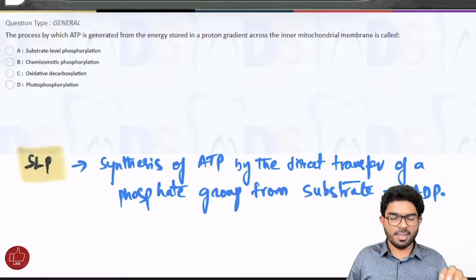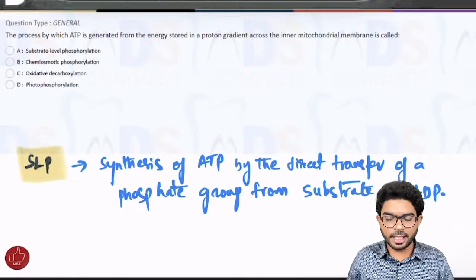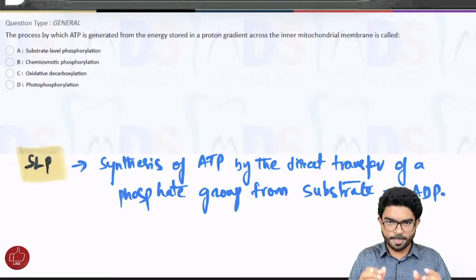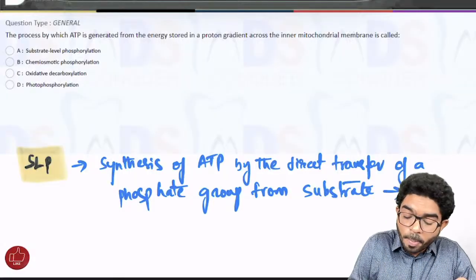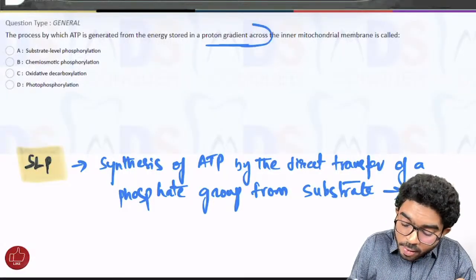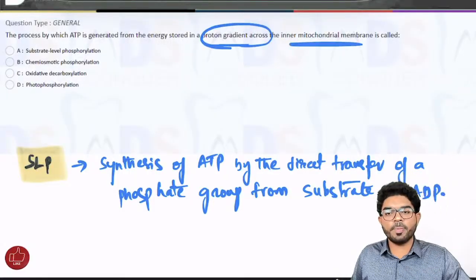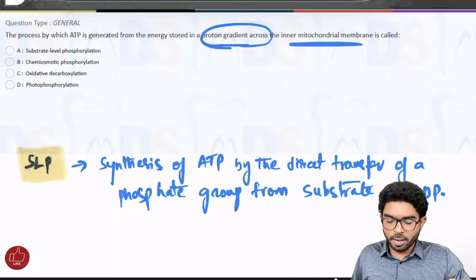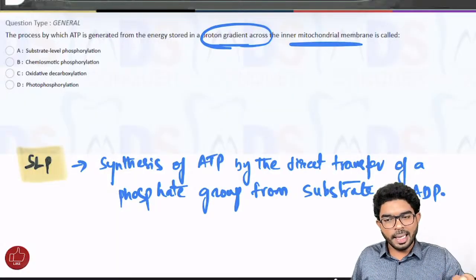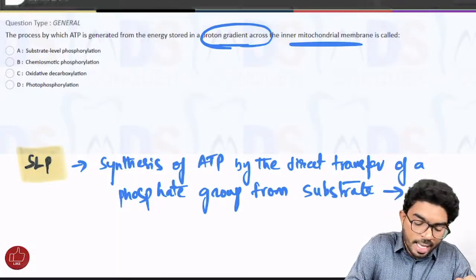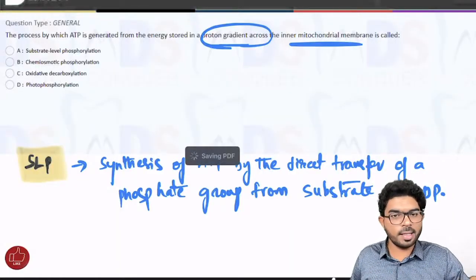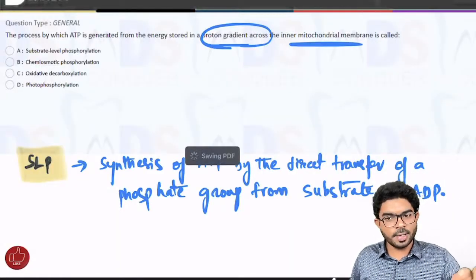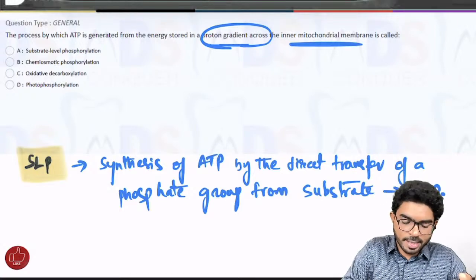The next question is slightly tricky, not discussed in the regular sessions, but it's important. The process by which ATP is generated from the energy stored in the proton gradient across the mitochondria. A proton gradient across the mitochondria is basically a chemical gradient. So the answer is option B. Please do mark this question. This concept was not covered in the regular classes and it came as a question.